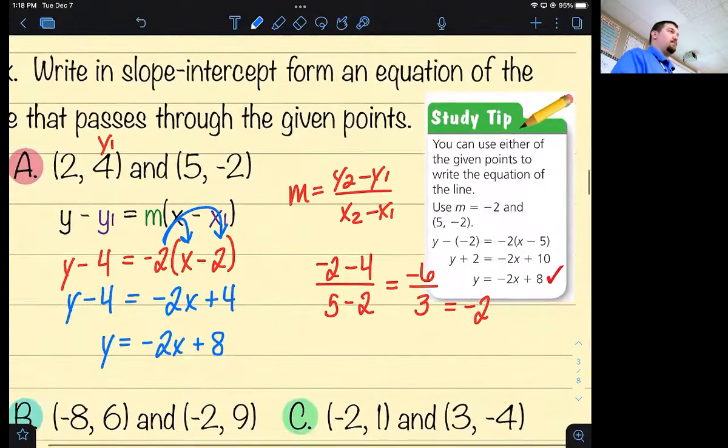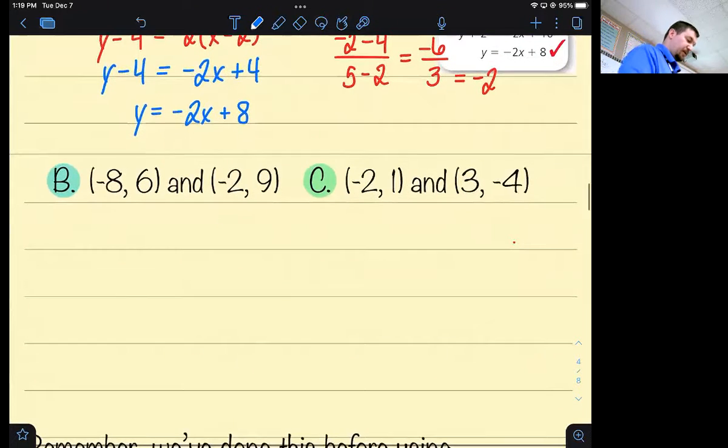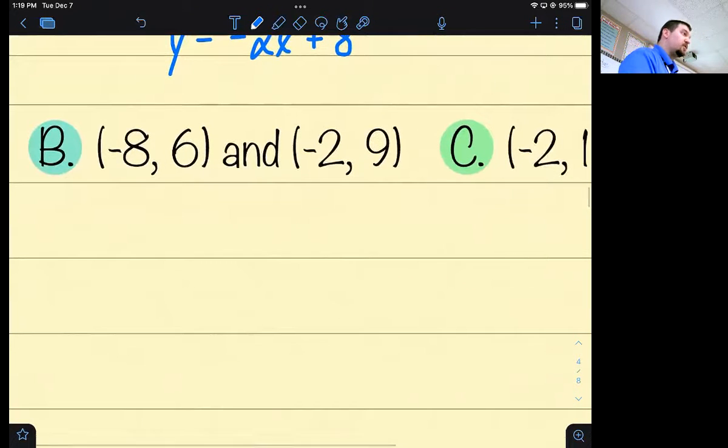Okay, so you could use either point. So as Andrew said, choose, and I would say choose wisely. Choose the point that you think would be the easiest one to plug in. Okay, let's continue this. Start by finding your slope.